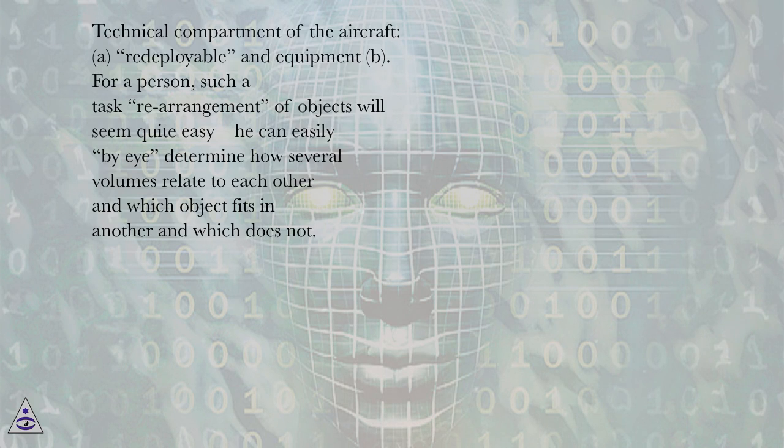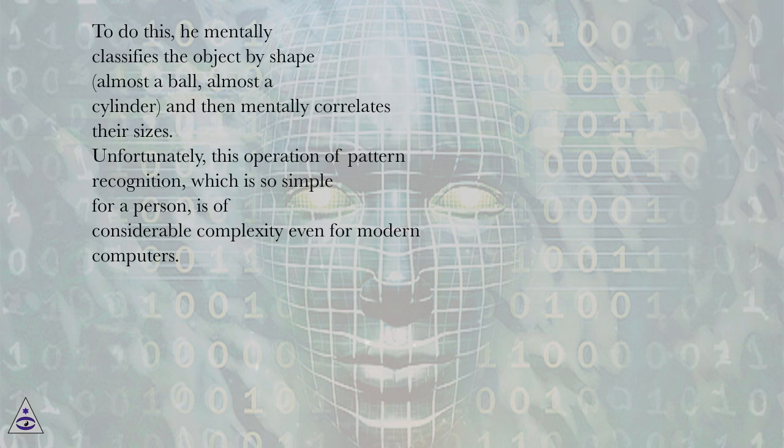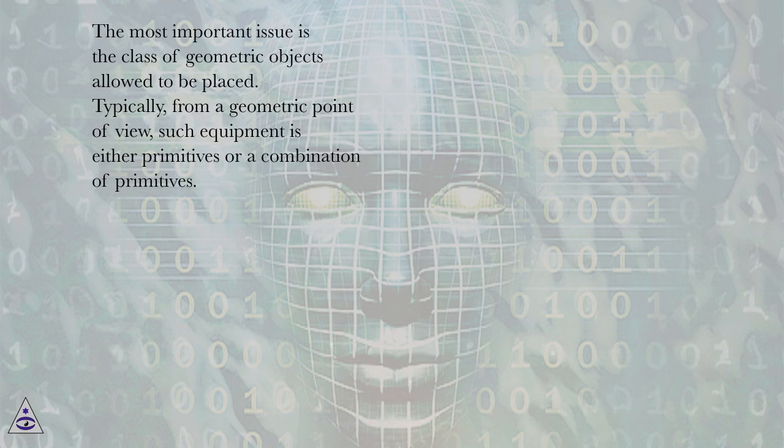For a person, such a task of rearranging objects will seem quite easy. He can easily by eye determine how several volumes relate to each other and which object fits in another and which does not. To do this, he mentally classifies the object by shape, almost a ball, almost a cylinder, and then mentally correlates their sizes. Unfortunately, this operation of pattern recognition, which is so simple for a person, is of considerable complexity even for modern computers. The most important issue is the class of geometric objects allowed to be placed.